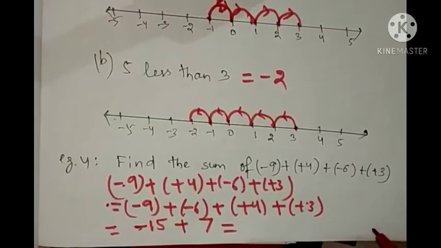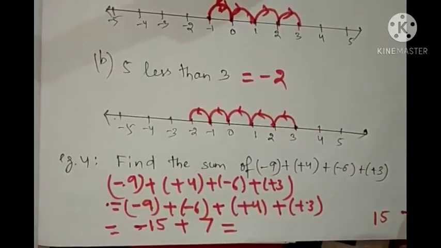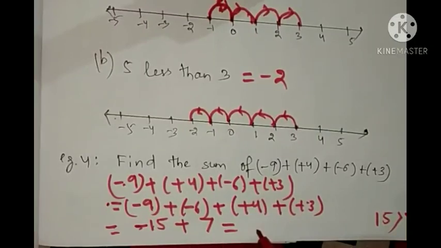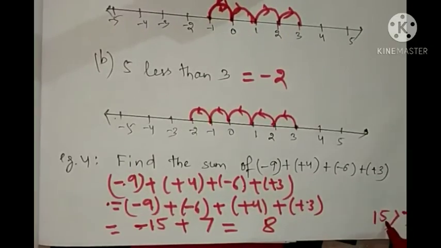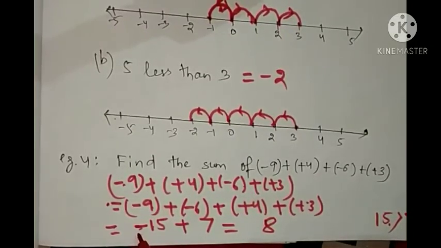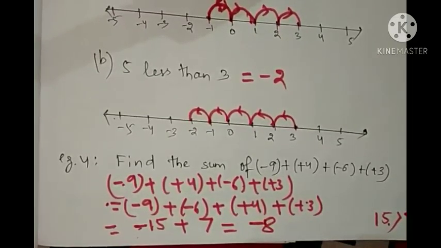So 15, 7. Which is bigger? 15 is bigger. So 15 minus 7 is how much? 8. Okay. So next, which is bigger? 15 is bigger. Means 15 has which sign? Negative sign. So put negative sign. So this is the example 4.